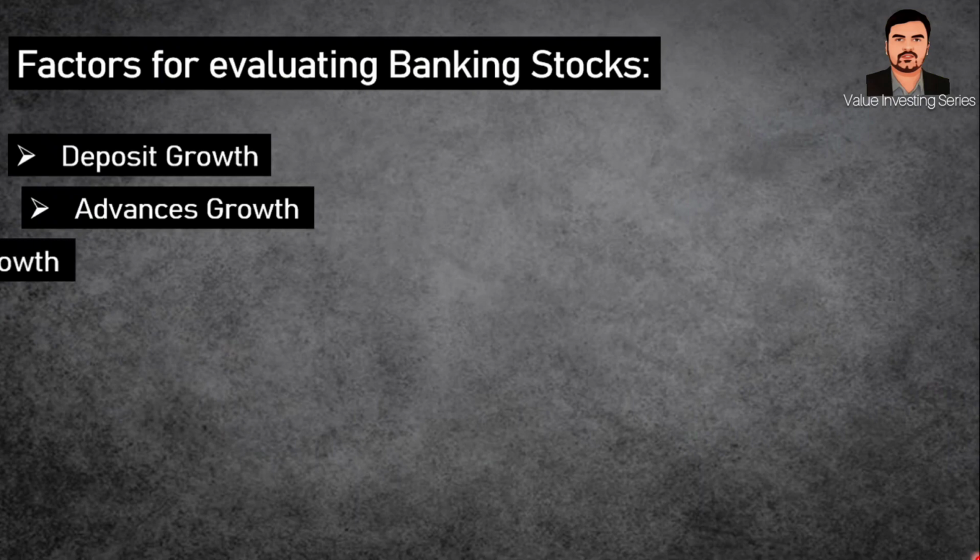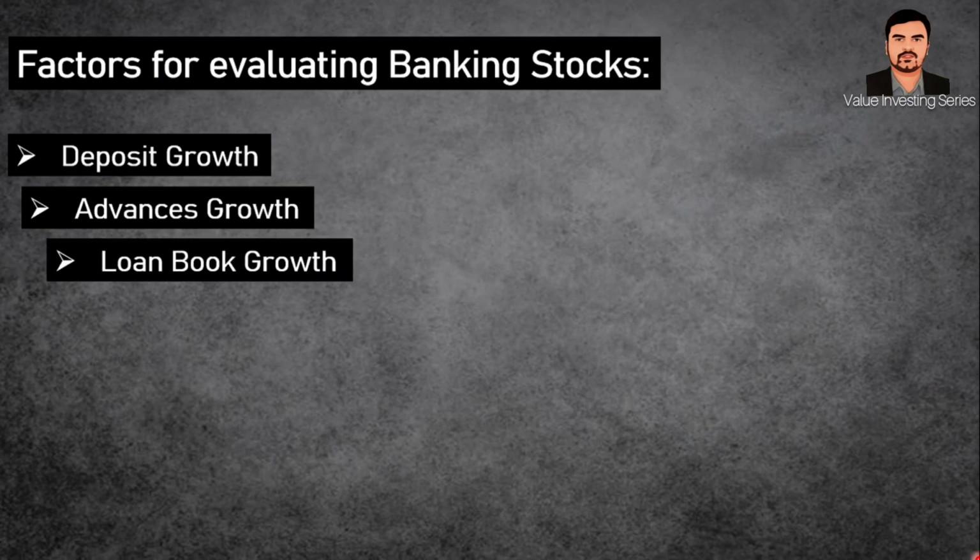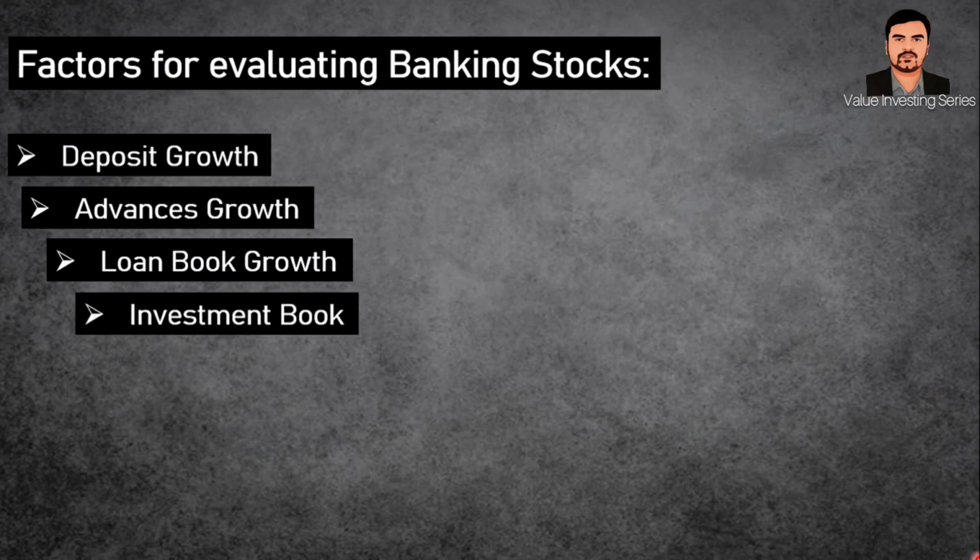Then comes the loan book growth, which is year on year. So loan book growth also has to increase year on year, so that, as I mentioned in advances growth, you get a higher amount of loan book growth, so that you get more interest income from the borrowers, so that the bank's revenue increases.